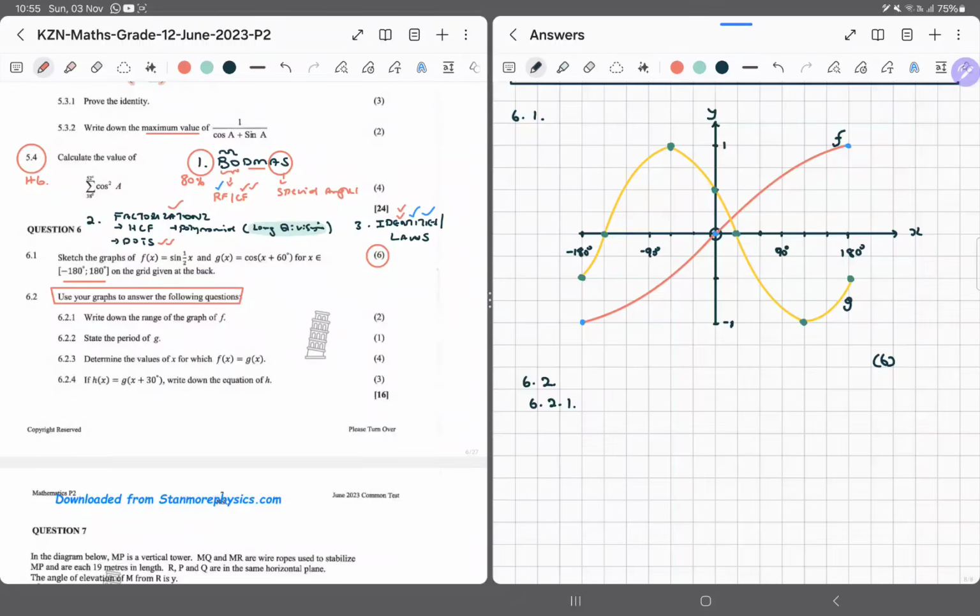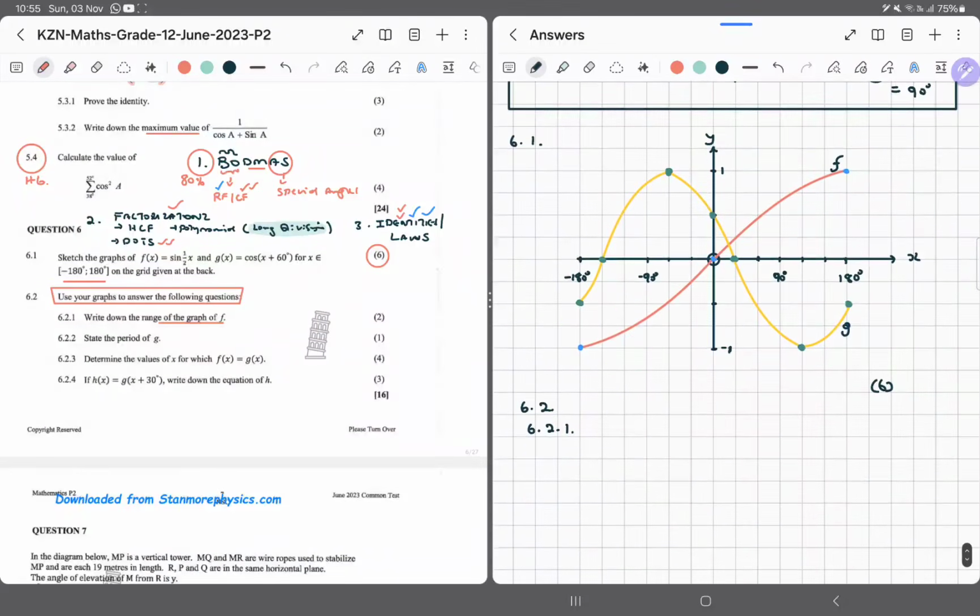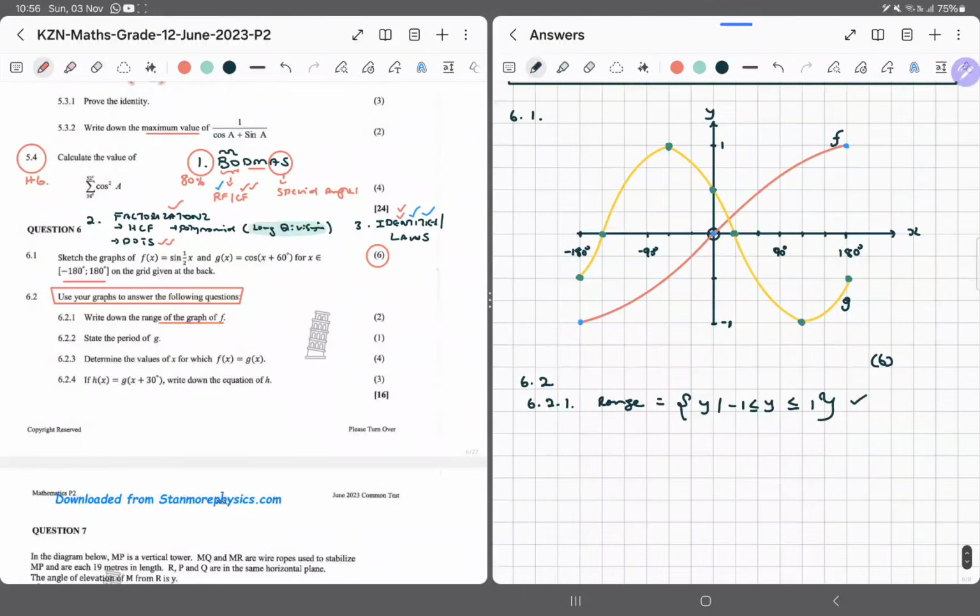So I've got 6.2.1. We need to write down the range of the graph of f. Can you see all our groundwork is good? So we know that the range is equal to the set of y values such that y is less than or equal to 1, greater than or equal to minus 1. Okay, and that's 1 mark. Of course, you can write inequalities, you can write the interval notation, it's not a big deal. Okay, 2 marks for this, not a problem.